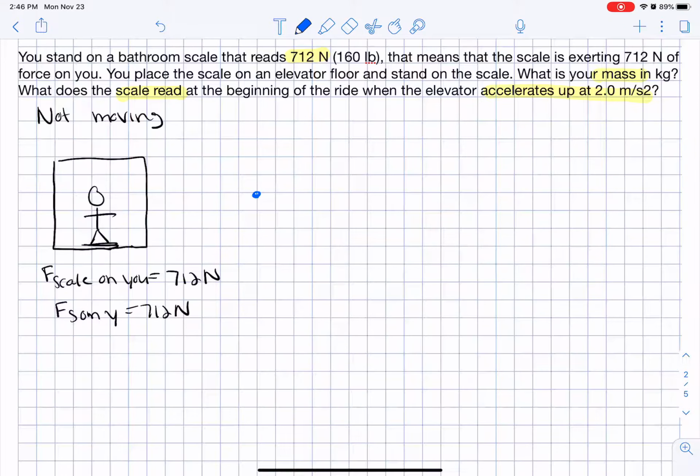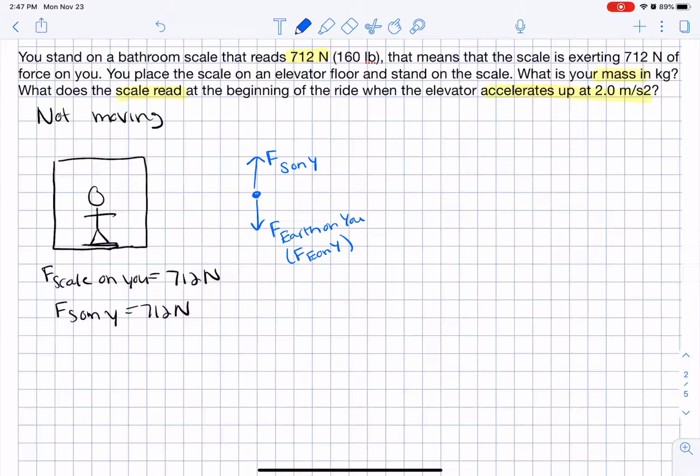If I'm not moving, I know the Earth is always still exerting a force on me. So force Earth on you. We can also write this as Fe on y if we want to abbreviate. And the scale is exerting a force upward on you. Force scale on you. Let's actually just put Fs on y. Okay. And you notice here that I made these two arrows the same length.